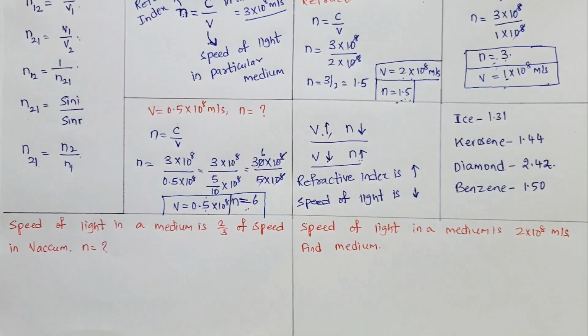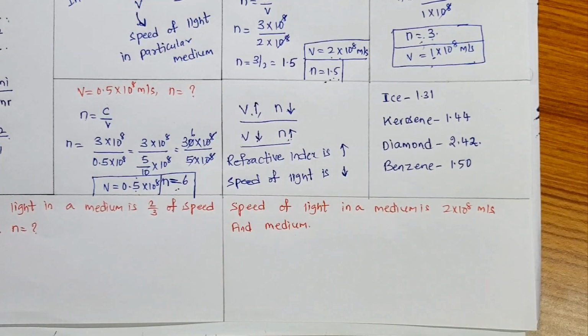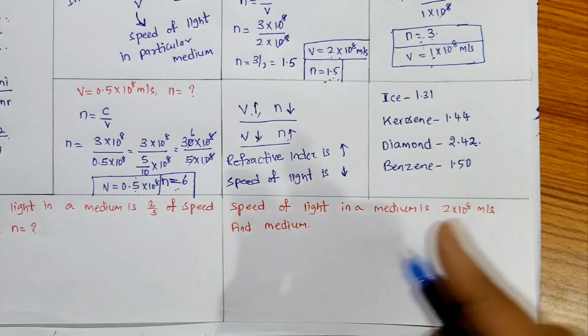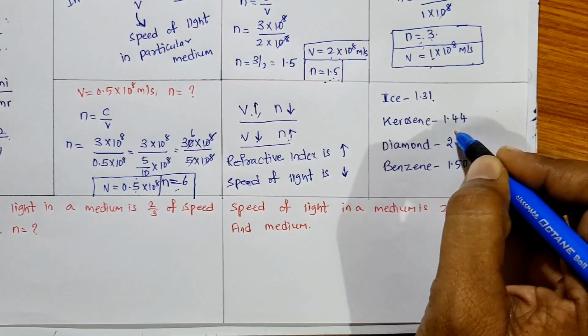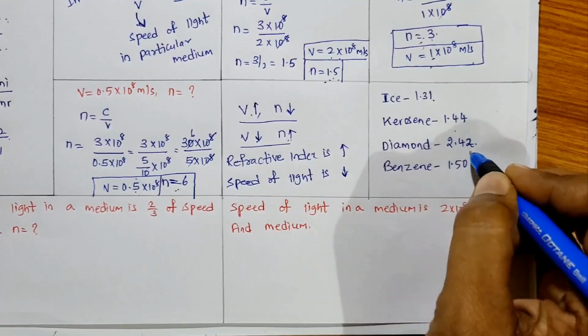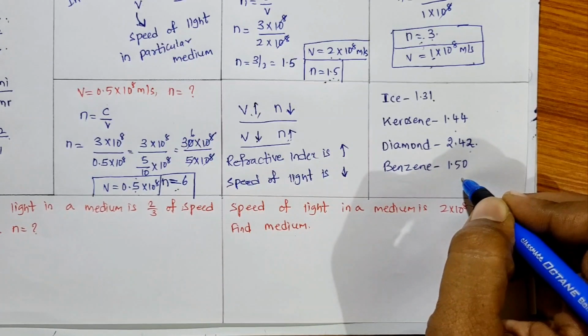Okay. Now let us see this question. There are three mediums given. Like this also they asked once in the board examination. They will give like this three mediums and they will ask us to find out in which medium light will travel faster, in which medium light will travel slower. See here they gave four mediums. Ice refractive index is 1.31, kerosene refractive index is 1.44, diamond refractive index is 2.42, benzene refractive index is 1.5. We have to find out in which medium light travels fastest.